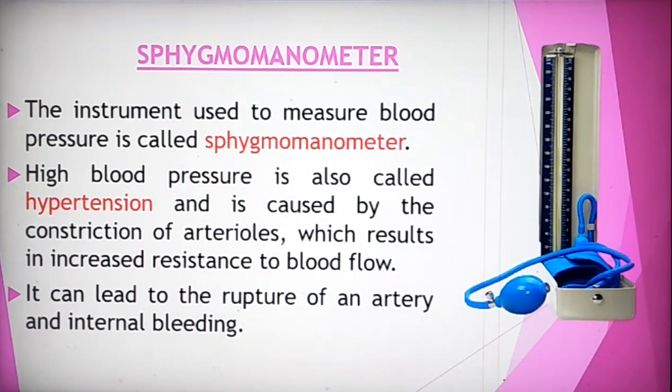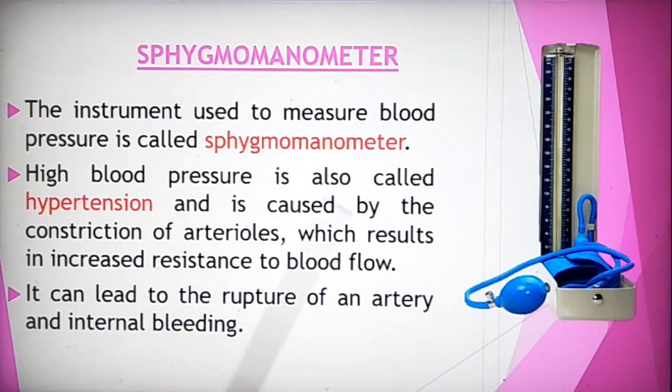Even though the blood is trying to pass very fast, because of that constriction the blood cannot pass through it very comfortably. It can lead to the rupture of an artery. What is rupture? Breaking or bursting of an artery and internal bleeding. So what's the after effect of high blood pressure? The arteries can rupture and can result in what? Internal bleeding. So you can understand the instrument, that is the sphygmomanometer.